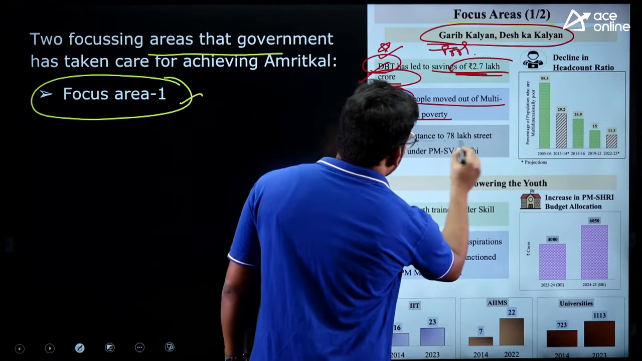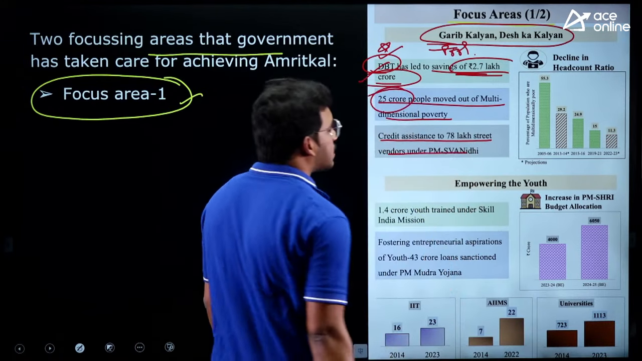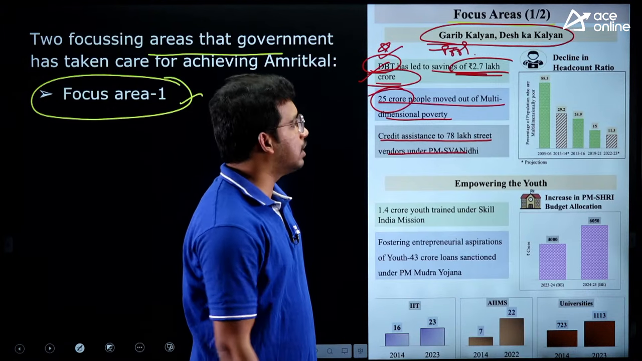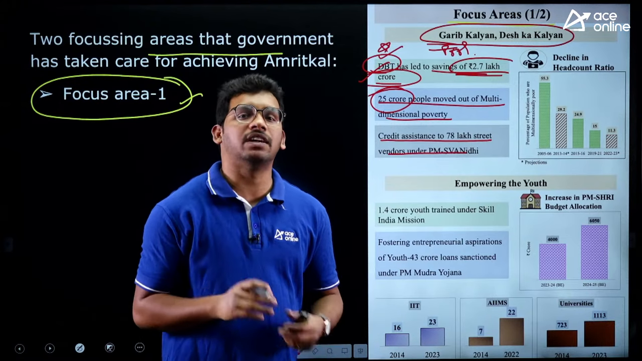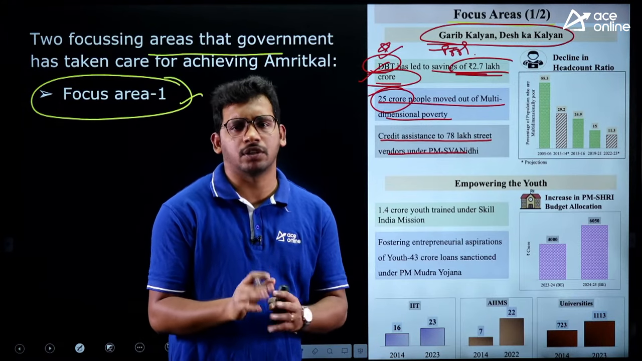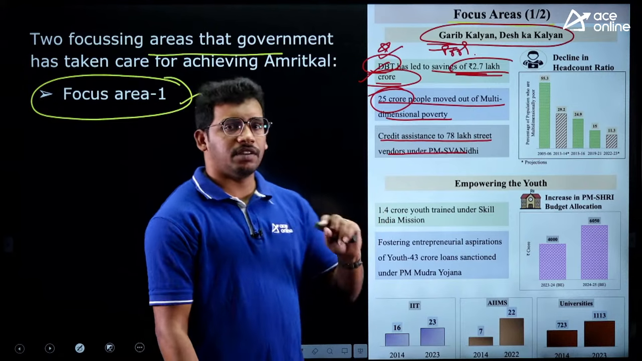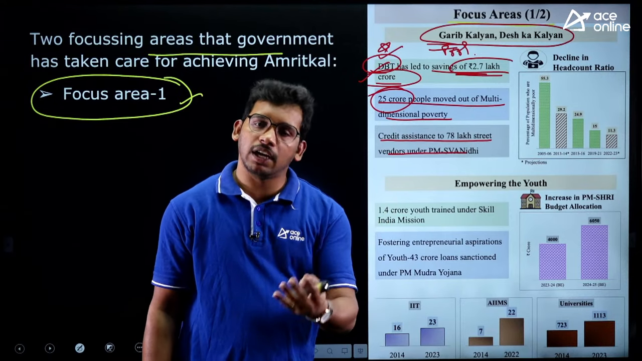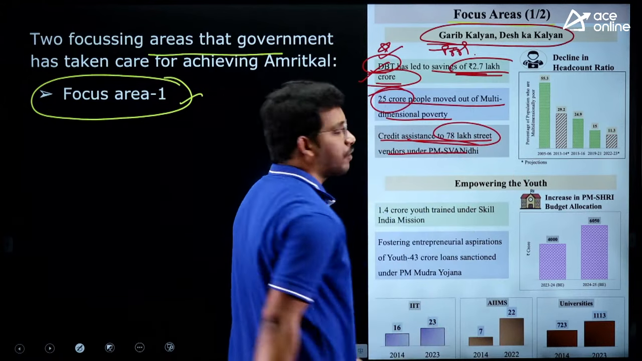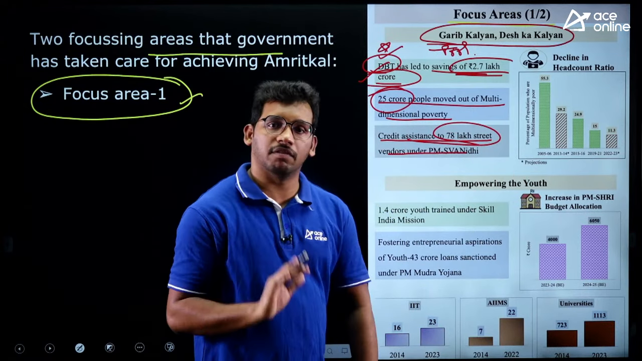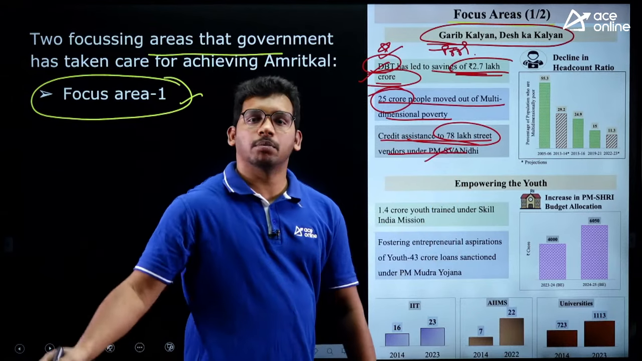Then credit assistance to 78 lakh street vendors under PM Swanidhi. PM Swanidhi is a small loan given to street vendors, like those selling tomatoes and vegetables in the streets. The government is giving small loans so that they can create a certain amount of livelihood. So credit assistance for 78 lakh street vendors was given under the PM Swanidhi scheme.